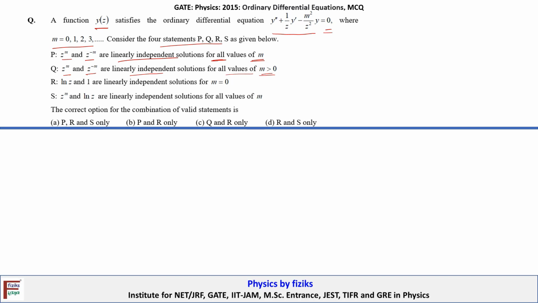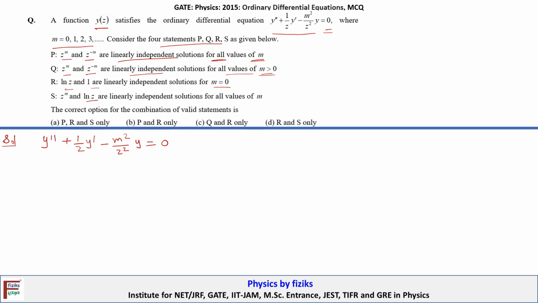And the R statement is that ln z and 1 are the linearly independent solutions for m is equal to 0. And the S statement says that z to the power m and ln z are the linearly independent solutions for all values of m. The correct option for the combination of valid statements is: here the differential equation is given as y double dash plus 1 by z into y dash minus m square divided by z square into y is equal to 0. This is our given differential equation.